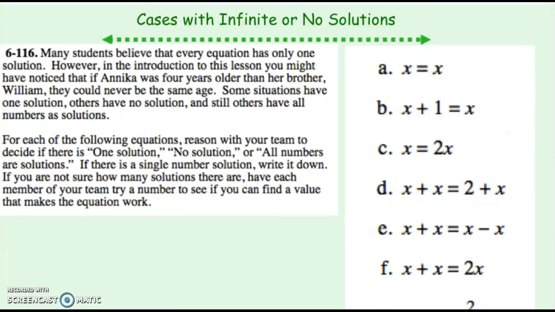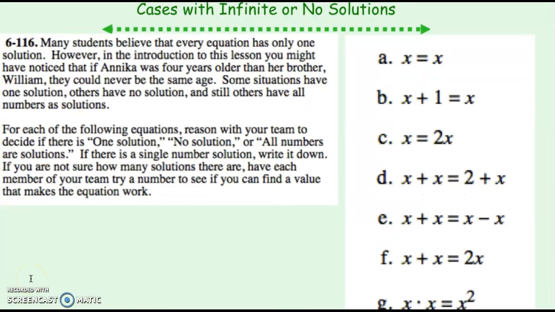Your first problem is 116. So you can write that in your notebook. How many students believe that every equation has only one solution? However, in the introduction to this lesson, you might have noticed that if Annika was 4 years older than her brother, William, they could never be the same age. Some situations have one solution, others have no solutions, and still others have all numbers as solutions.